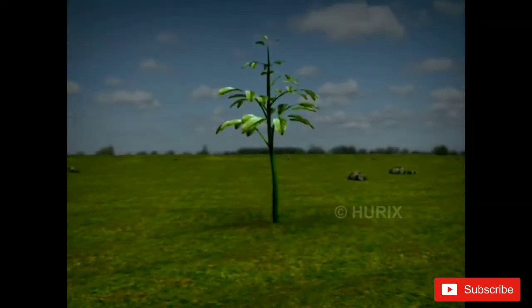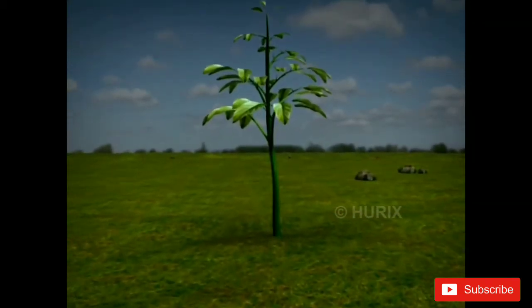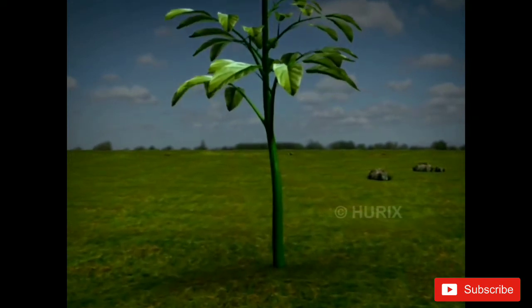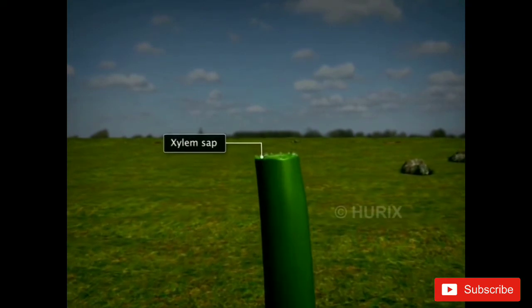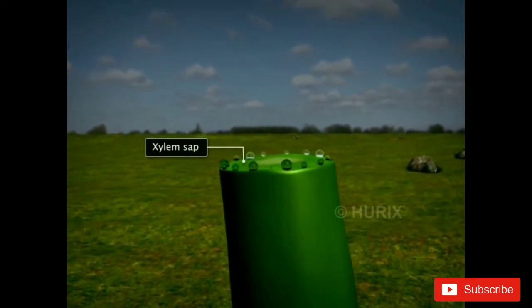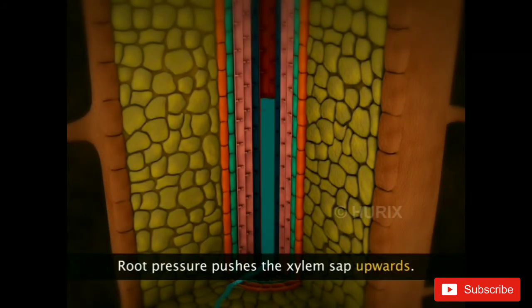In the early morning on a humid day, if you transversely cut the basal portion of the stem of a small plant, you will be able to see drops of xylem sap ooze out of the cut stem. This is because of positive root pressure. It gives an upward push to the xylem sap, forcing it to move up.